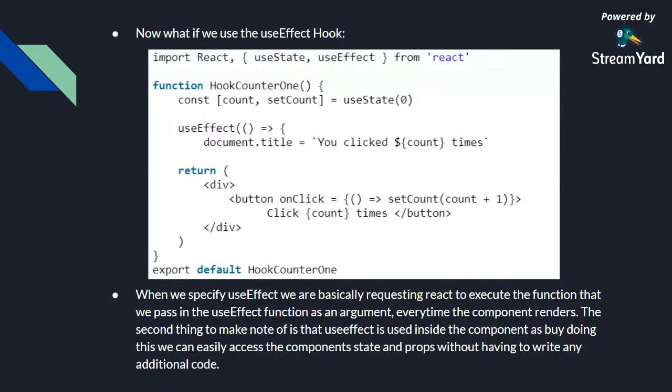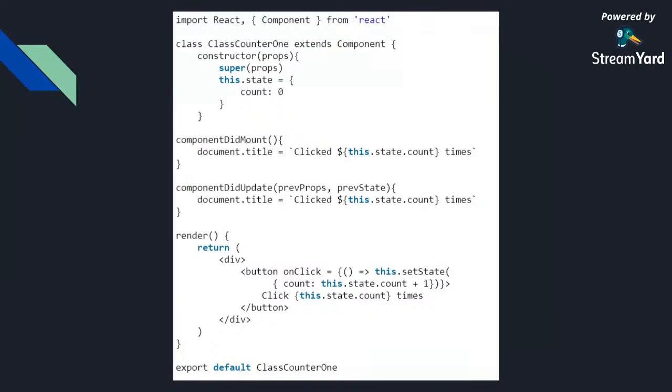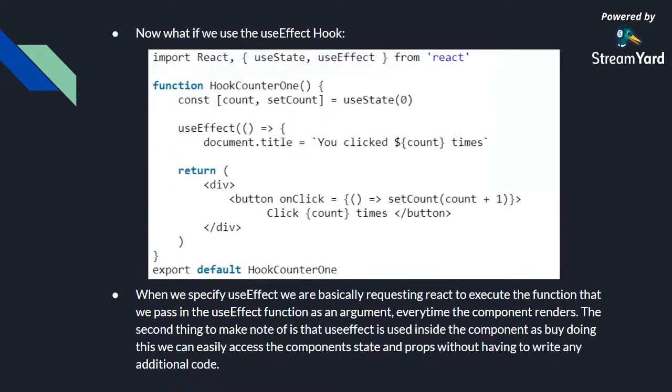Just have a look at the change. We have changed the class component to a functional component. Also, the lines of code have been reduced dramatically. Even for a small component like this, you can see the change we have done for the functional component. So whenever we specify a use effect hook, we are requesting React to execute the function that we passed into the use effect. So this is the use effect, and this is the entire function that we passed in it.